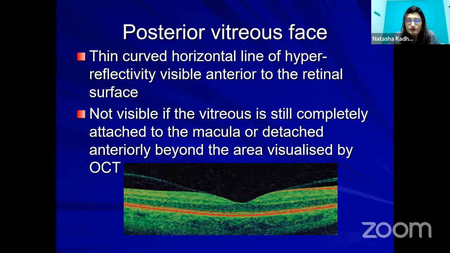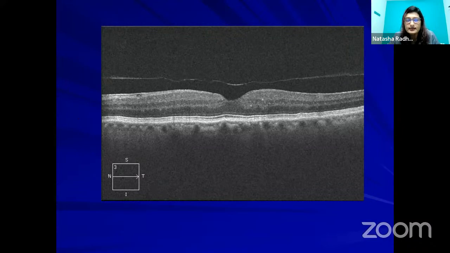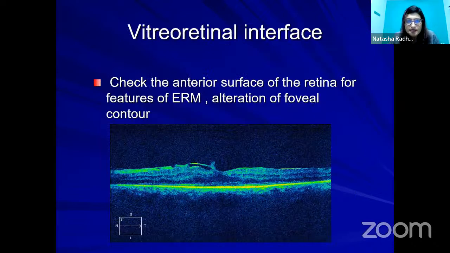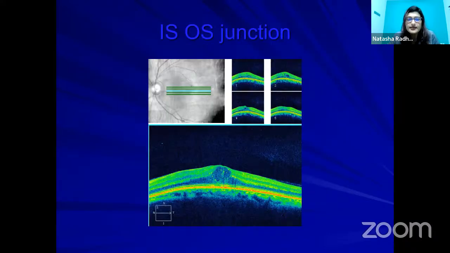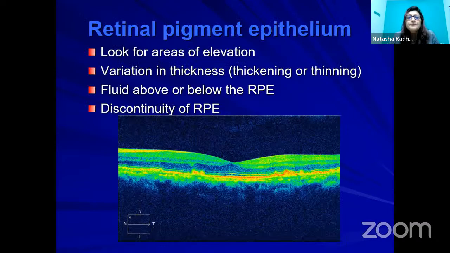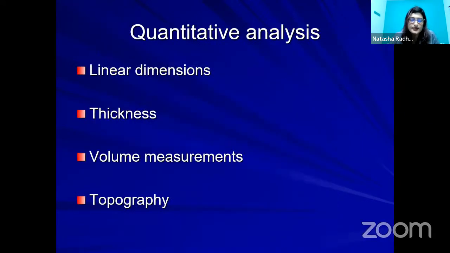Now, this is a small vitreomacular adhesion that you can see here. Here, however, the adhesion has now separated and it is a posterior vitreous detachment. Vitreoretinal interface abnormalities can be epiretinal membrane, which can then cause alteration of foveal contour. In the neurosensory retinal layers, you have to look at the thickness, regularity, and continuity of the layers. ISOS junction, again, you're going to look at disruption and continuity. Retinal pigment epithelium for variation in thickness, fluid above or below, discontinuity, and areas of elevation.